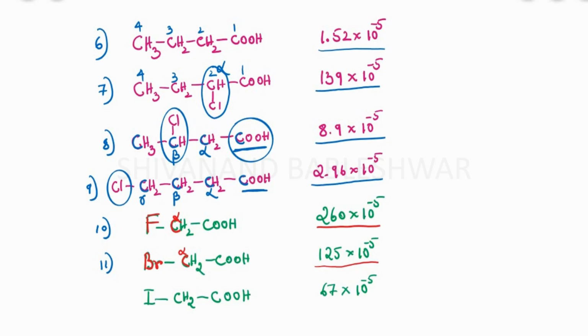And in the case of the last example, that is the 12th example, this is the carbon which is called alpha carbon. I call it alpha because it is adjacent to a functional group. That one has to remember, right? So as we already know that iodine is less electronegative when compared with that of bromine and that of fluorine, right? So therefore the Ka value is just 67 into 10 to the power of minus 5.